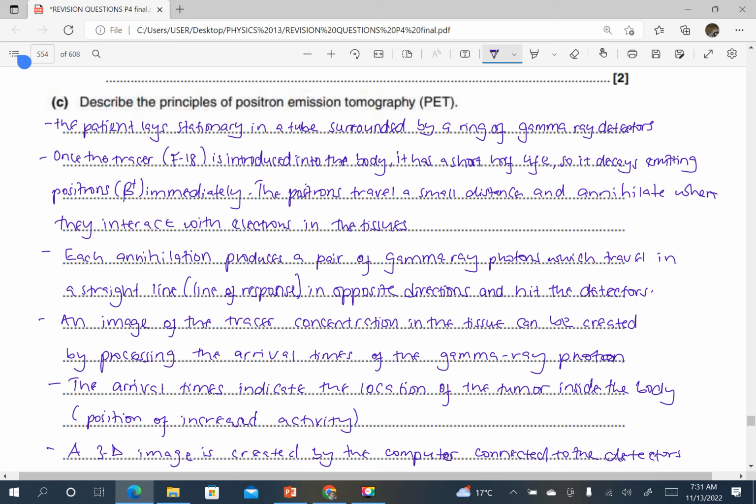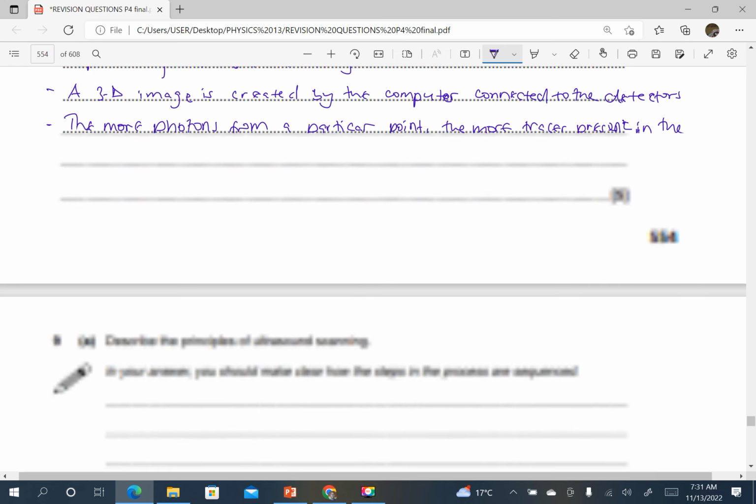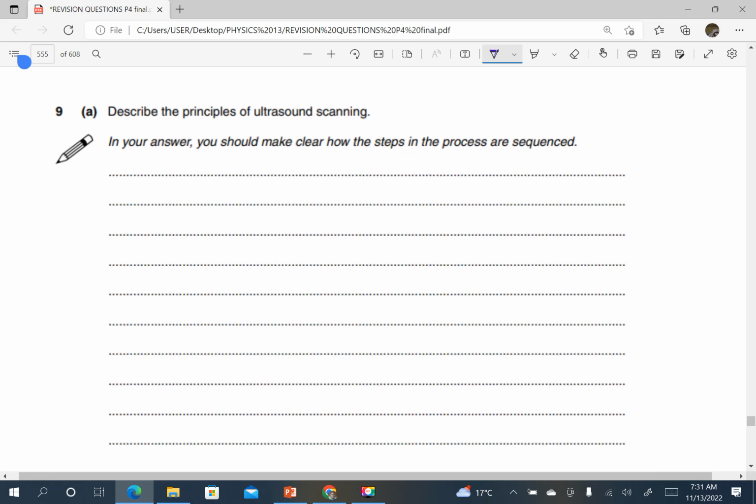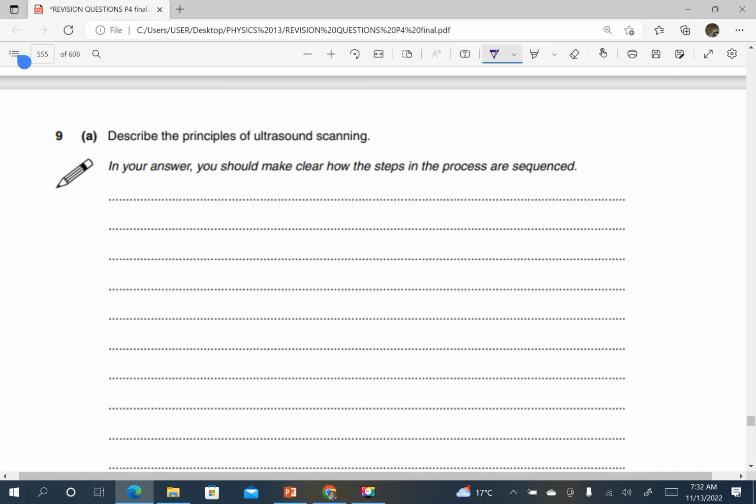Next, describe the principles of ultrasound scanning. Now, this is the same as using ultrasound for diagnosis, and we answered this question on page 517, when we had just started in part 1, page 516. So I will not repeat this. It is the same process.